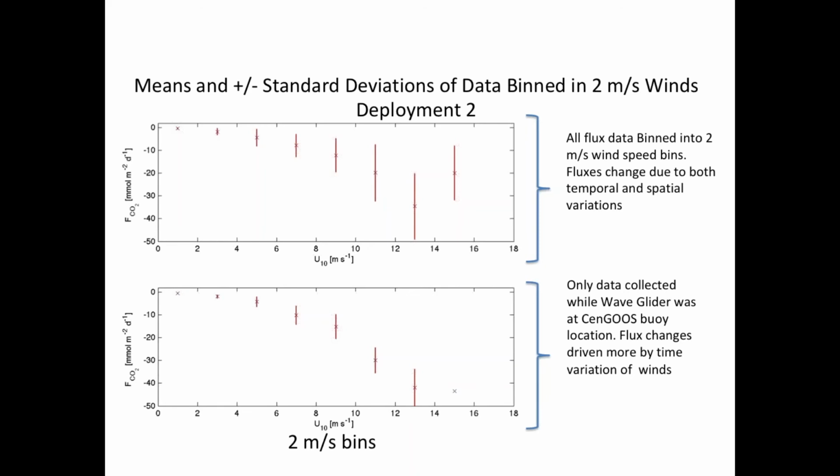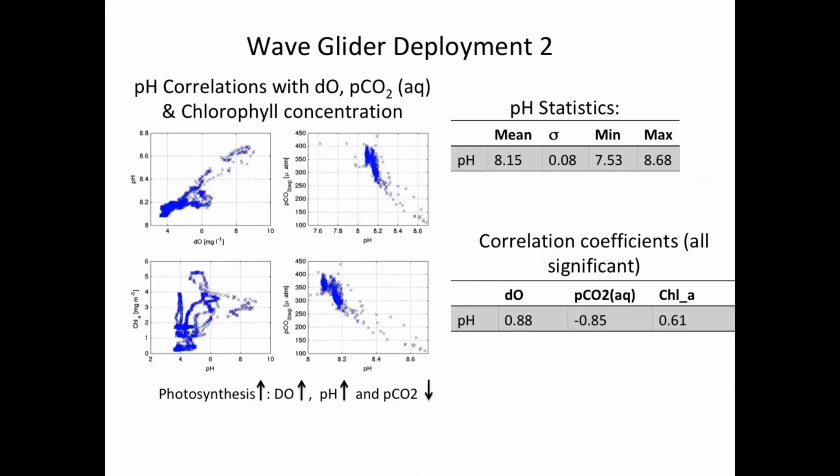And so in the top panel, the fluxes that we're looking at change mostly due to the temporal and the spatial variations. And then down below, it's mostly driven by time variations of the winds. So you can see a smaller standard deviation for that time period. Here are some of the property correlations. Again, where you have high DO, you have high pH, and vice versa. And you can also see that inverse relation between CO2 and pH.